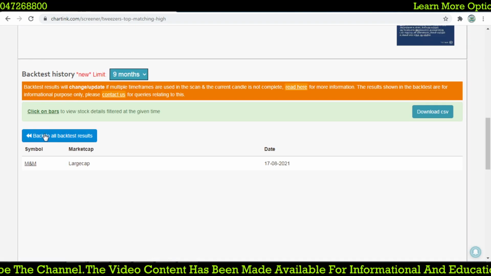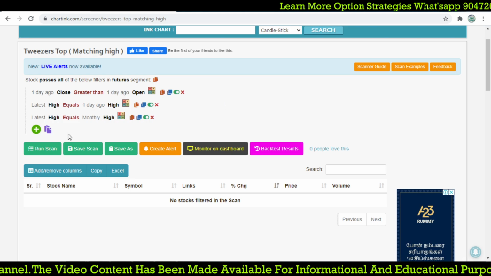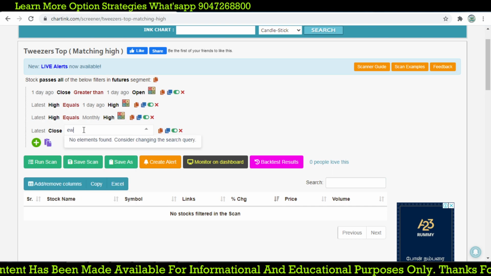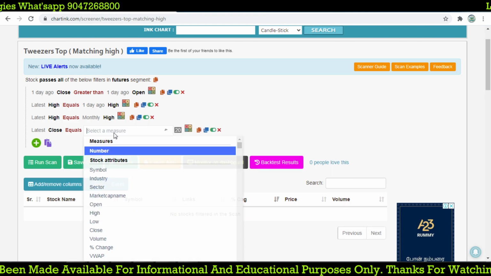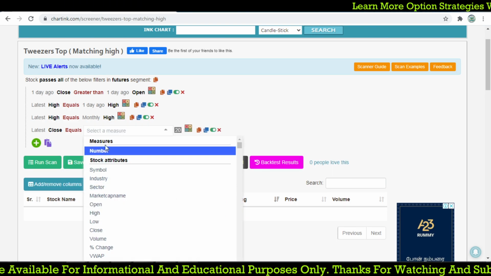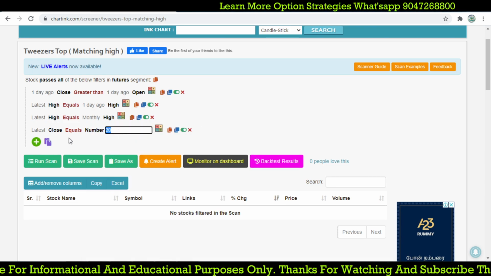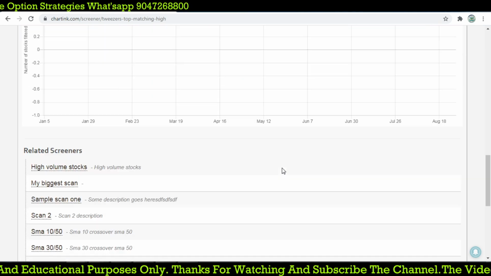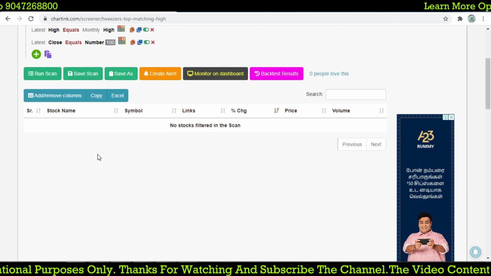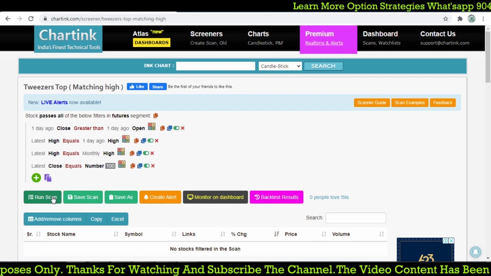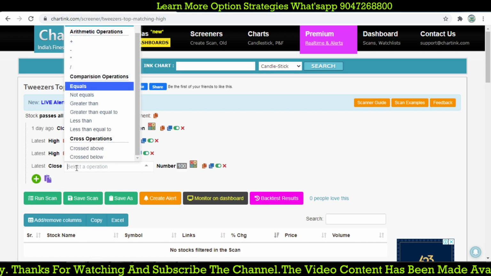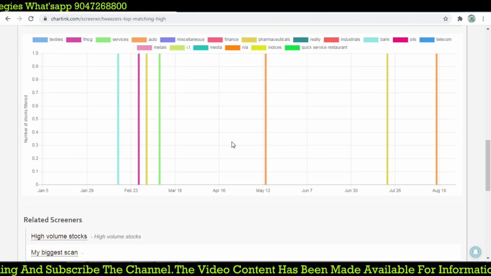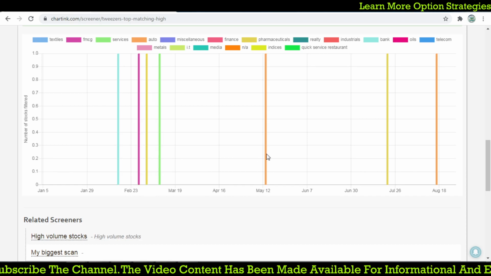Okay, so that was right, and we will ignore the stocks which are trading below 100. So the latest close is greater than or equal to number 100. This will filter out those stocks which are trading below 100. So here, latest close greater than 100. So now it will filter. Got it? A few stocks that are good enough to trade, right?